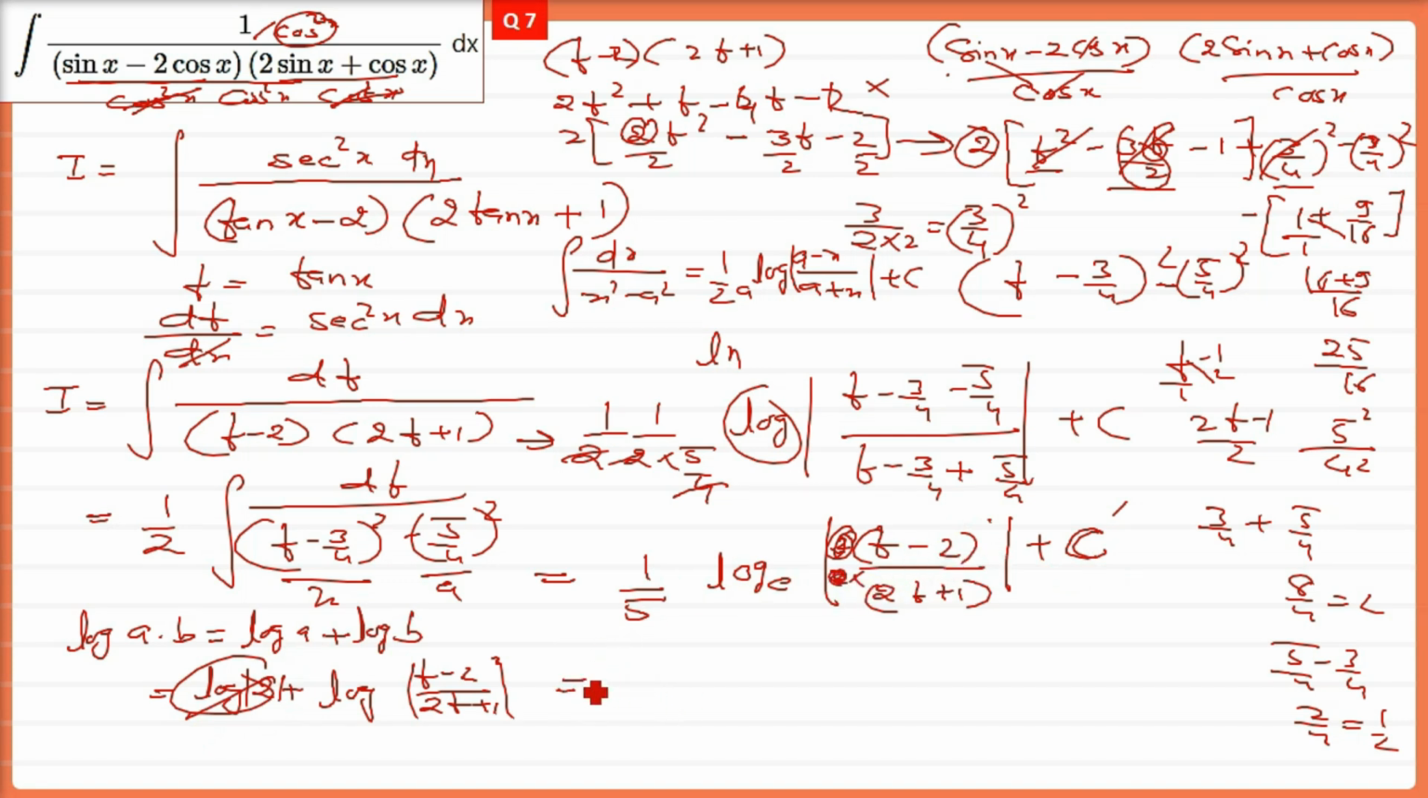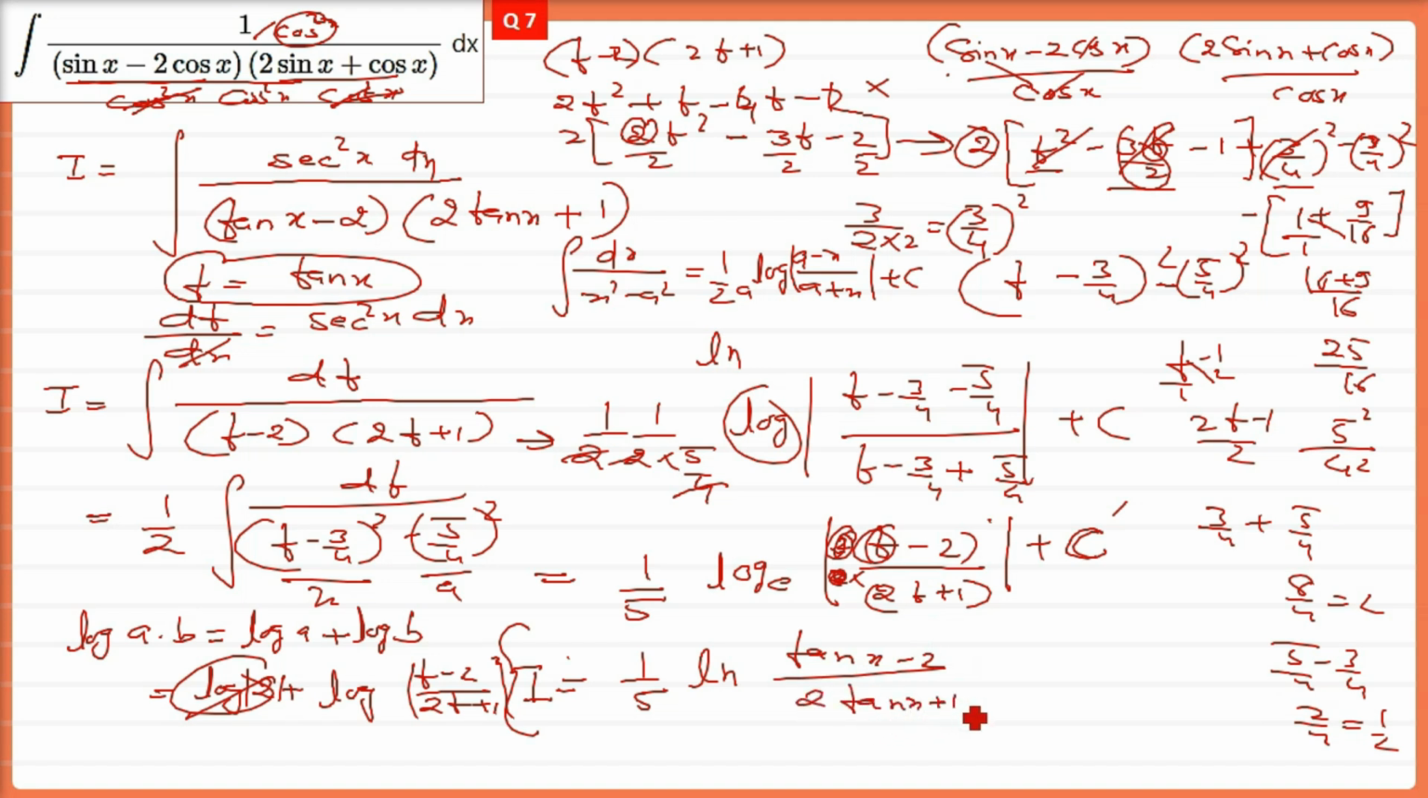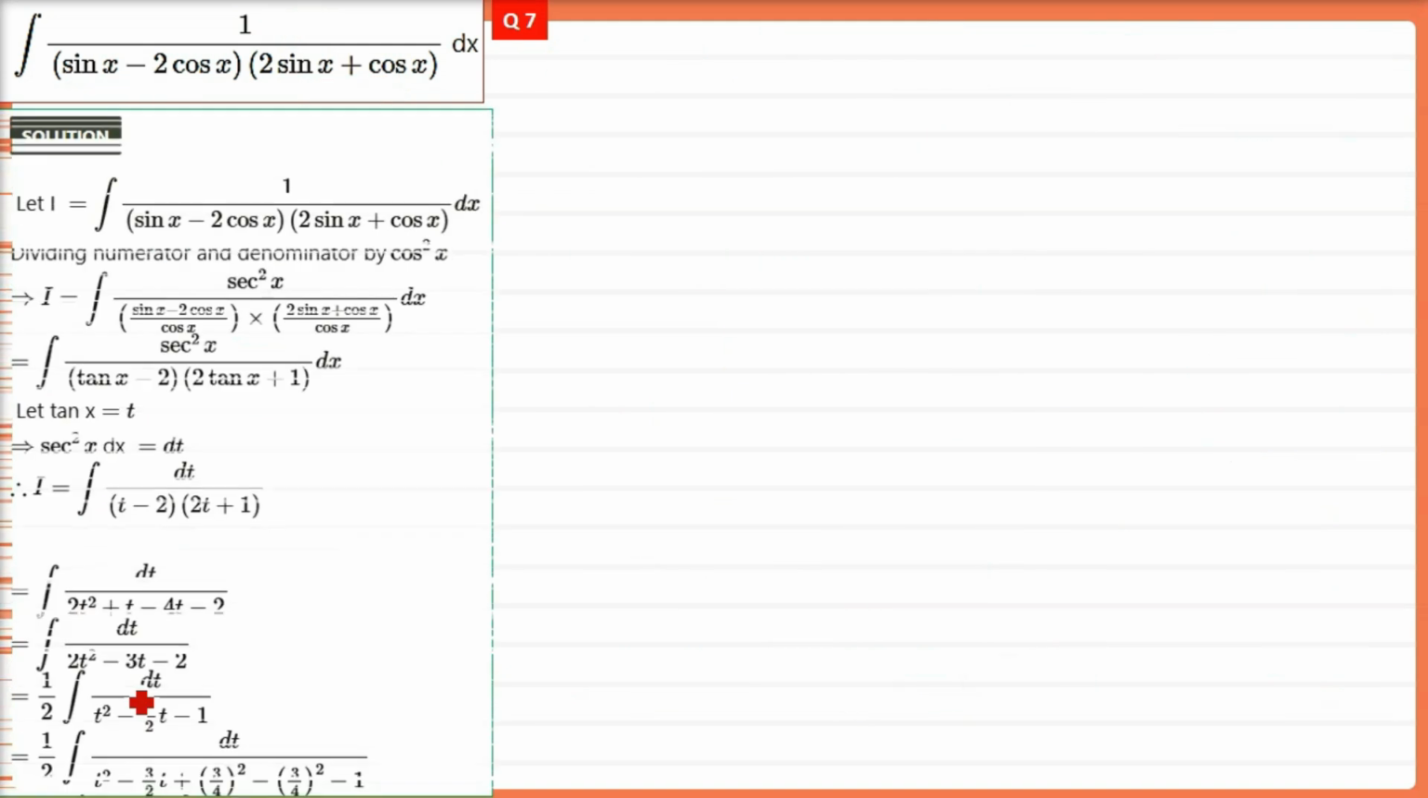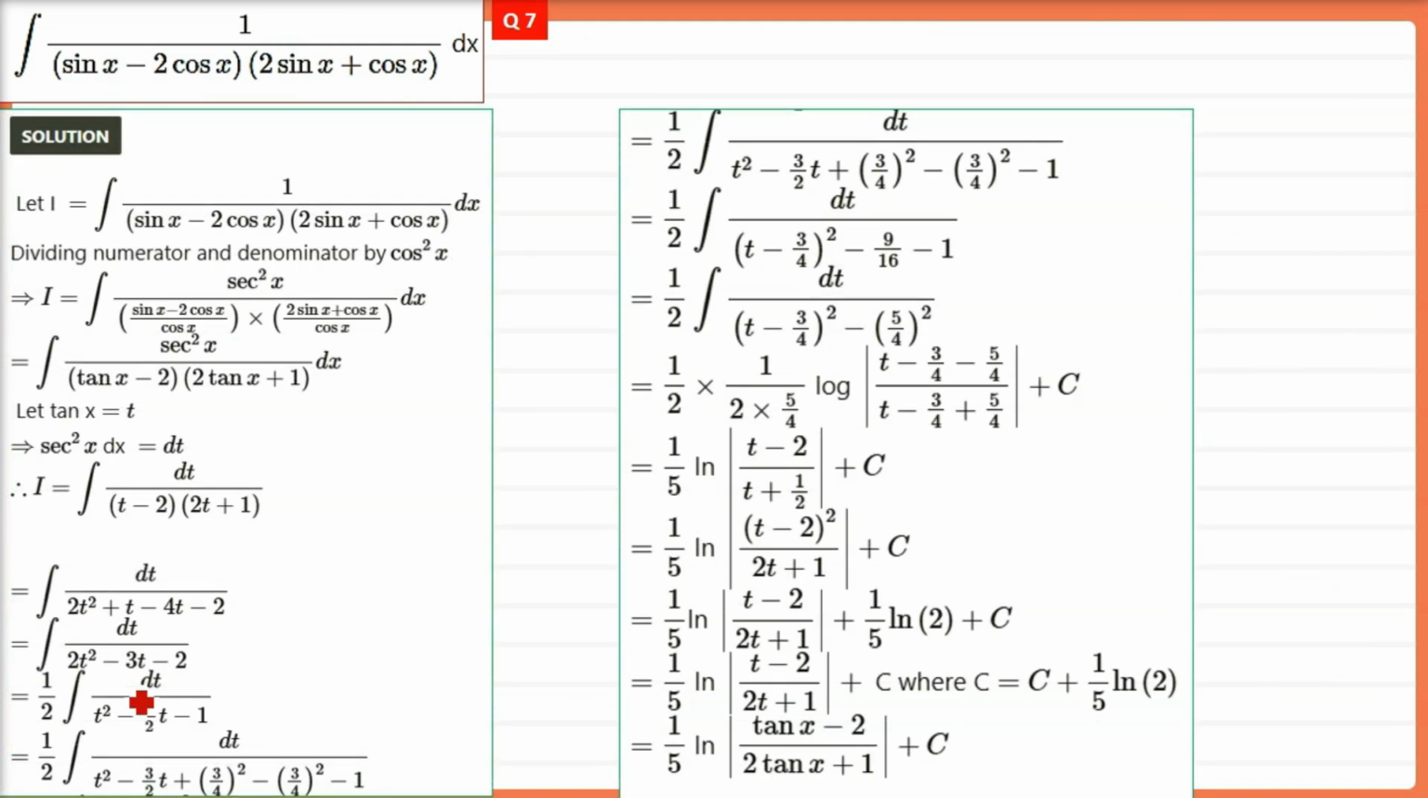So what all is remaining? We have got rid of just 2 just now. So 1 by 5 ln because log base e, and this t will be replaced by what did we take? It was t equals tan x. So now replace this t by tan x, so it will be tan x minus 2 divided by 2 into tan x plus 1, and this is the modulus sign, plus the c. You can just write it as a capital C because it's again a constant. That's your answer. So this is the formal way of doing it. You have to do this one, and all this has been explained to you.